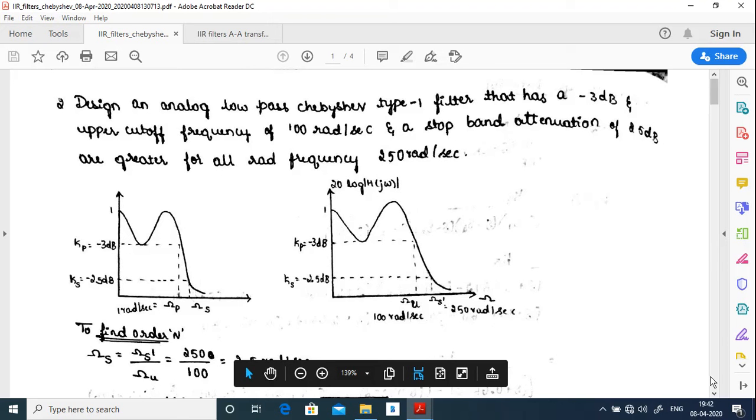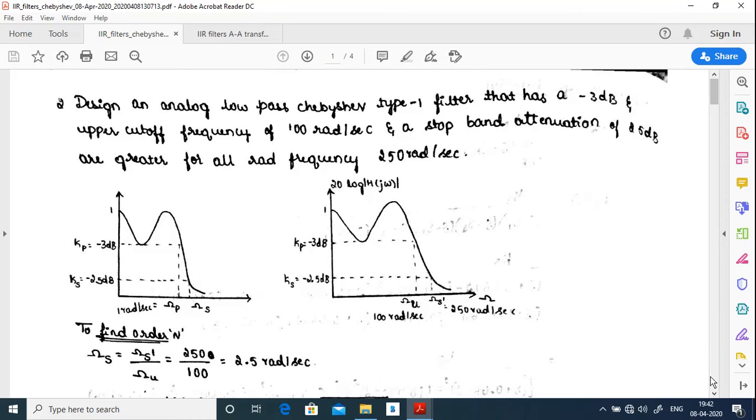Now I know formulas only to design that particular filter wherein omega p is equal to 1 radians per second. In other words, if omega p is equal to omega c is equal to 1 radians per second, it is known as normalized filter. I don't know how to design any other filter.